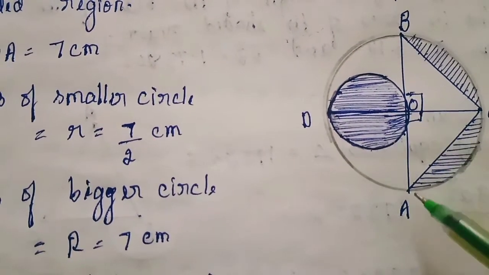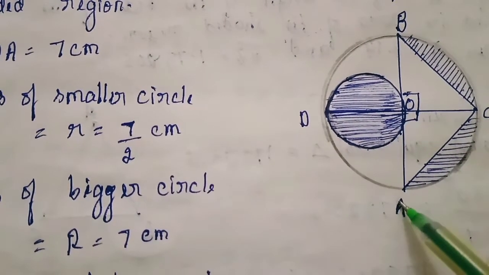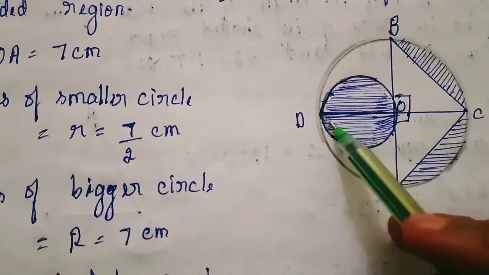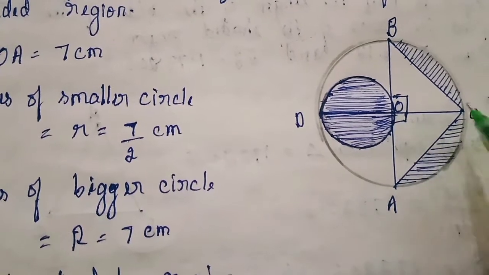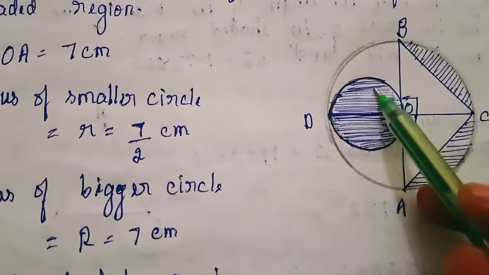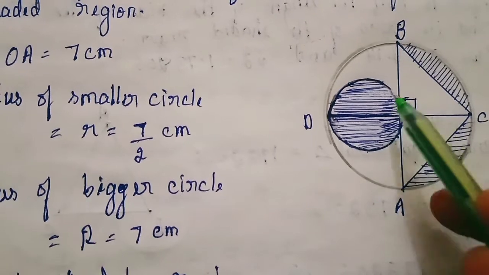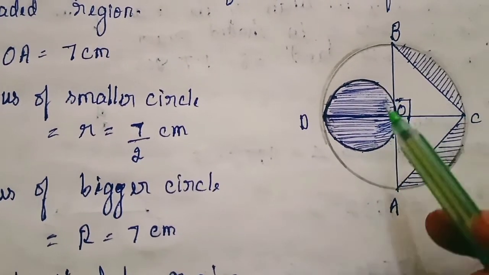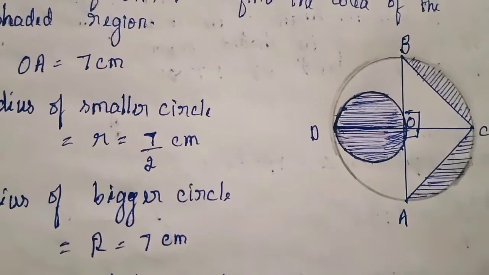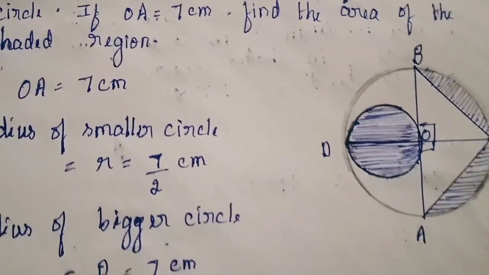So if OA is 7 centimeter, observe this, as AB is the diameter, OA and OB both are 7 centimeter, and similarly CD is the diameter, so OC is also 7 centimeter and OD is also 7 centimeter. And you can see in this small circle, this OD of 7 centimeter becomes the diameter. So what will be the radius? That is 7 by 2 centimeter. Now he is asking to find the area of the shaded region.